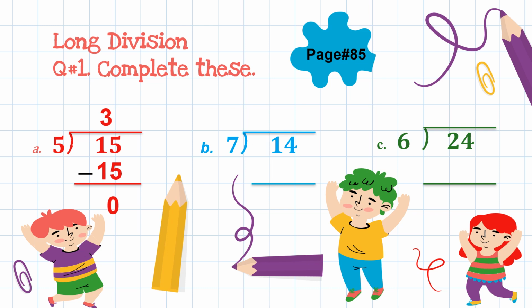Now, 14 divided by 7 is equal to, 7 twos are 14. So, when 14 is subtracted from 14, we get 0. Thus, our answer is 2. Now, we will divide 24 by 6. As we know that 6 fours are 24. So, when 24 is subtracted from 24, we get 0. So, our answer is 4.